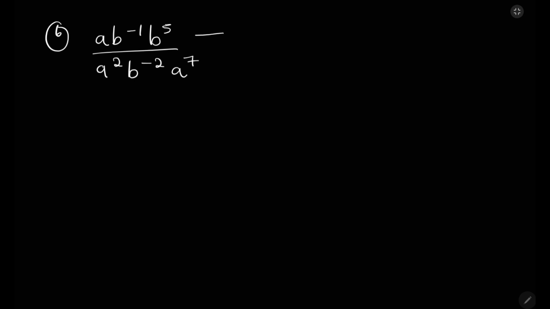We can start by solving in the numerator first so that we simplify things for ourselves. Let's check, do we have the same bases in the numerator? We have a, it's just a. We have b and b. We have the same bases and they are multiplied. A b to the power negative 1, b to the power 5 is basically a times b to the power negative 1 times b to the power 5. You can write this on the side, b to the power negative 1 times b to the power 5.